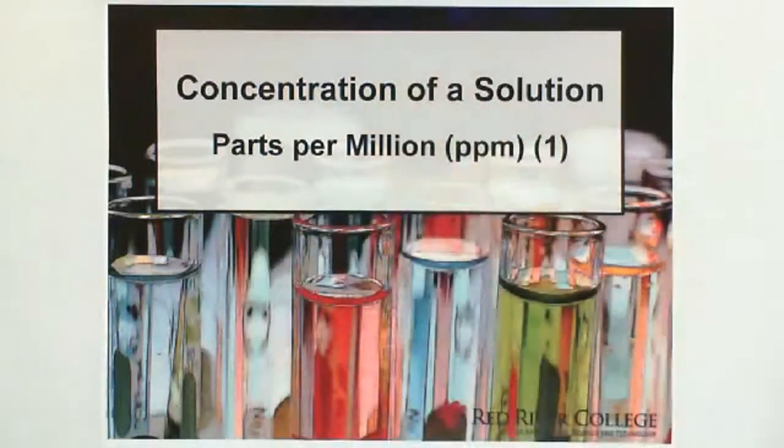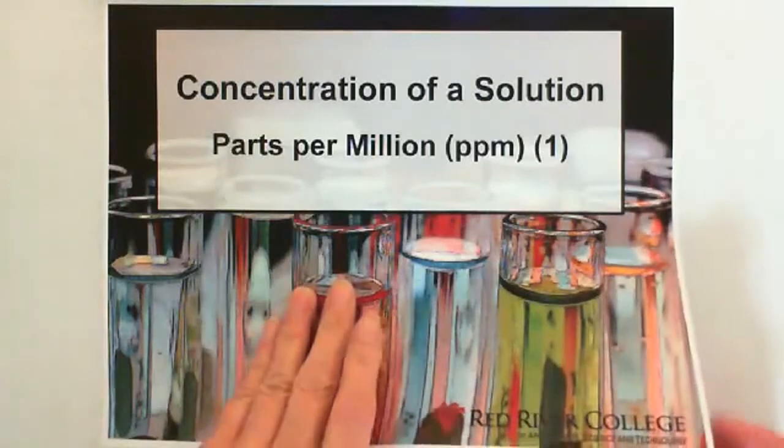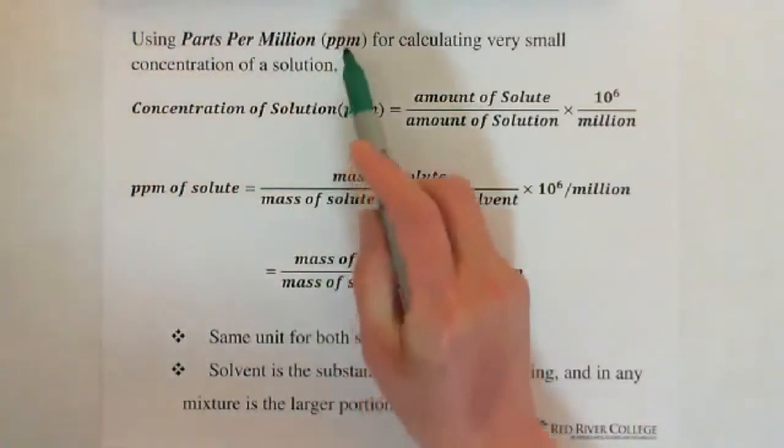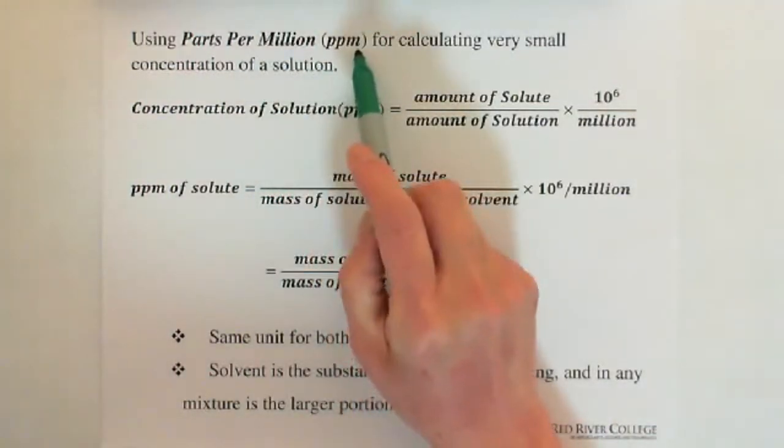This session is about concentration of a solution expressed as parts per million, which we call ppm. Let's look at the definition. Using parts per million, ppm, for calculating very small concentration of a solution. So ppm means this P, the first P means parts. The second P is per, the M is million.